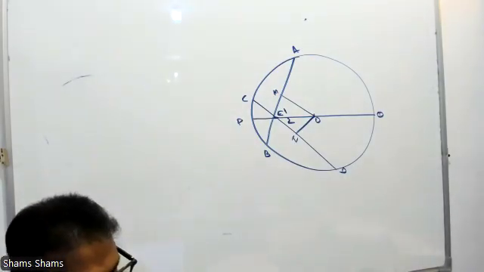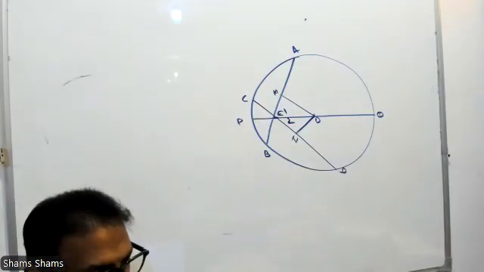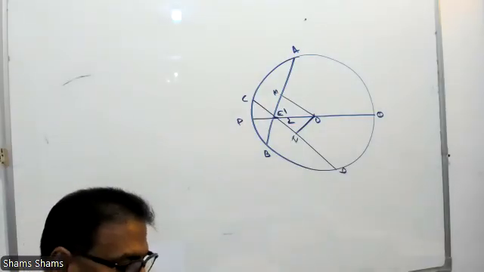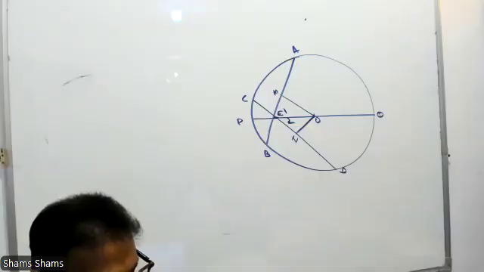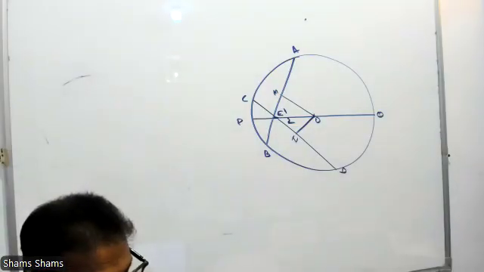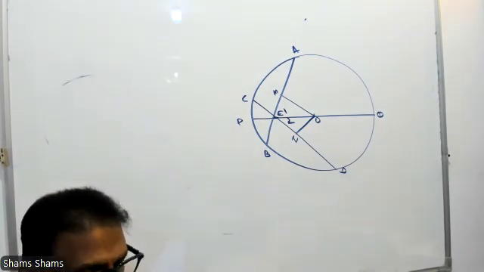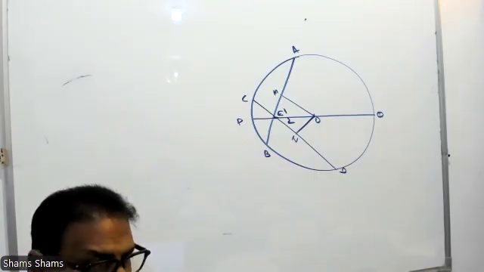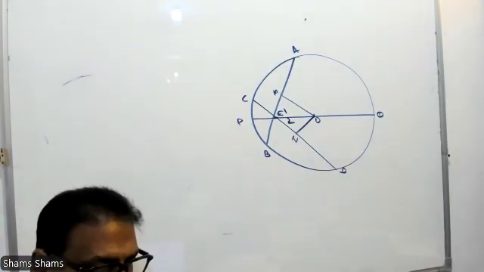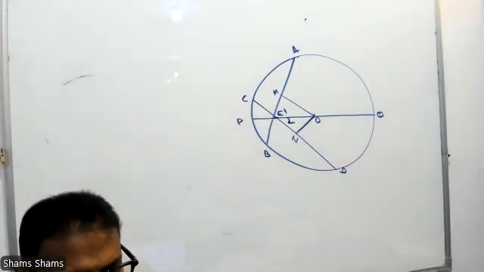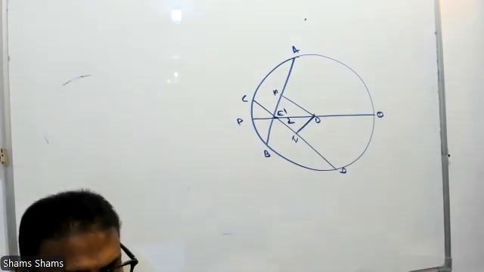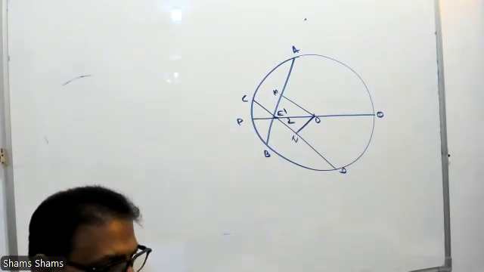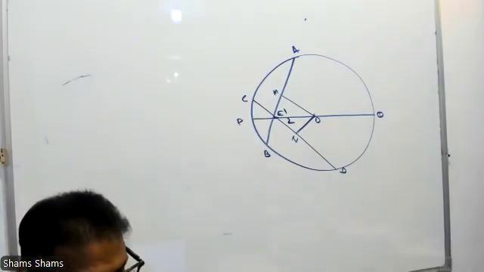Given: AB and CD are two chords of a circle with center O, intersecting at a point E.